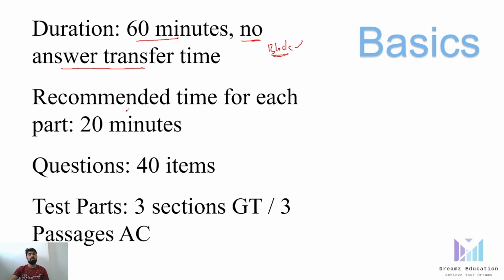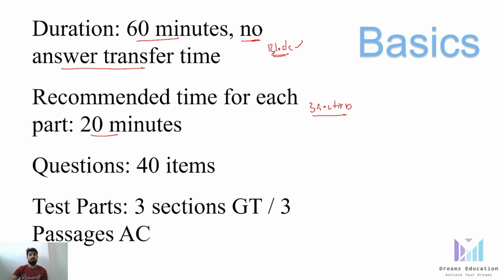Next is the recommended time for each part. So what is the recommended time? That would be 20 minutes. Why, I'll tell you. The academic reading or general reading will have 3 sections in it. Three sections in the sense that there will be 3 passages, or, if it is general reading, there will be 3 sections, with short notes in the first 2 sections, and then there will be a passage in your last section. Got it, right? Okay, so now, 3 sections.